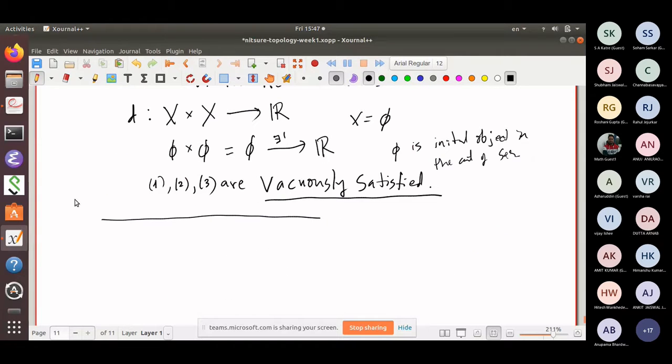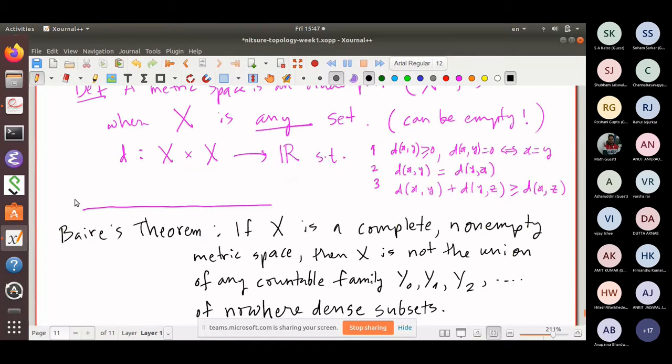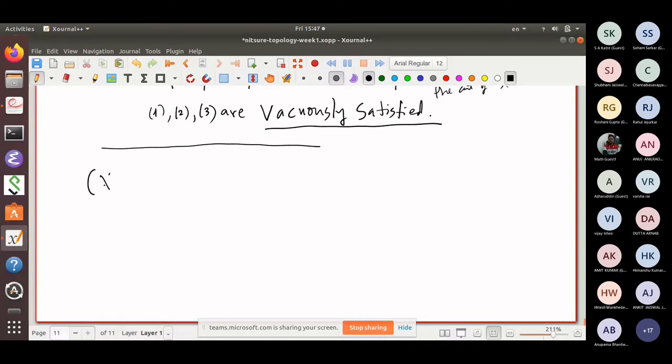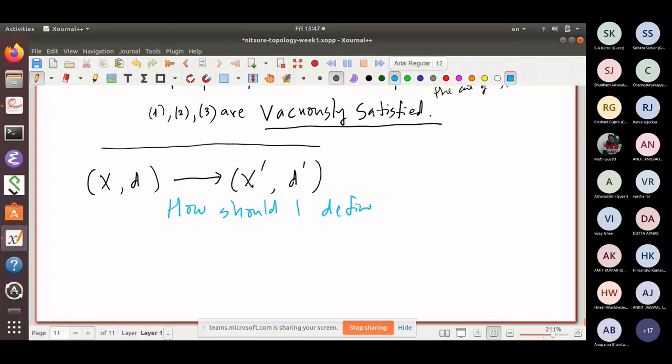Okay. All right. So now I'm going to make it into a category. So I have two metric spaces, X, D, and another one, X prime, D prime. And I want to define an arrow. Question: how should I define an arrow? Here's F.